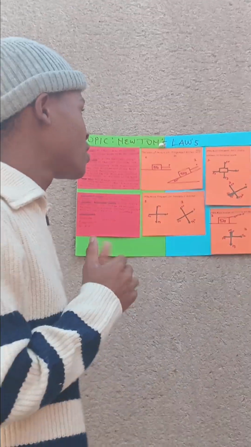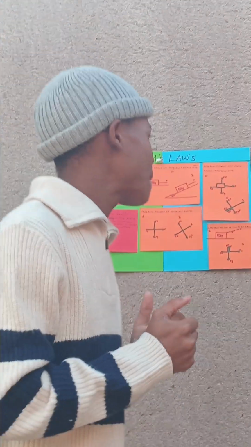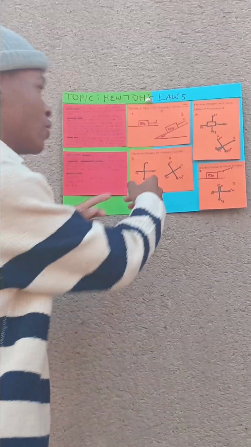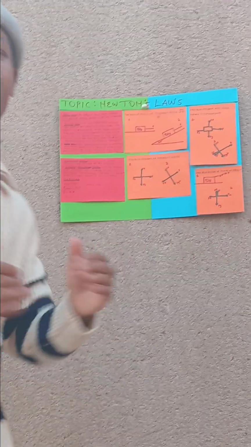And here we are having some of the free-body diagrams. Some of us are not writing free-body diagrams as usual. So I'm having a free-body diagram that is different from the first one. So this one does not have components. So this one has components.